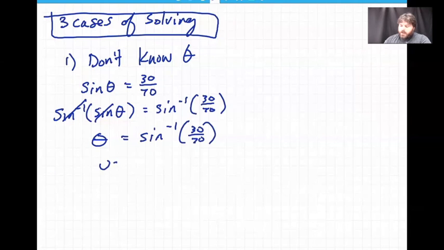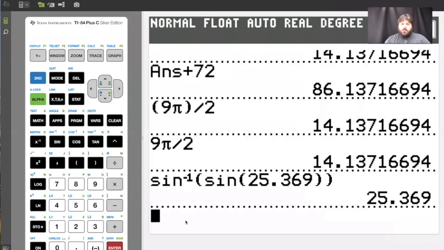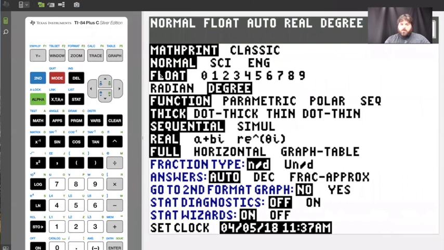Well, just use a calculator here. Make sure you're in degree mode. Are we in degree mode? Go to mode, make sure you're in degree mode, not radian mode. We're good to go there.